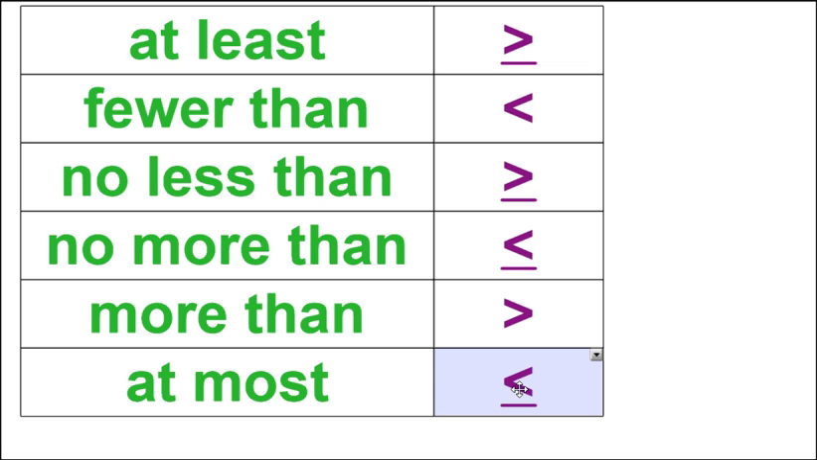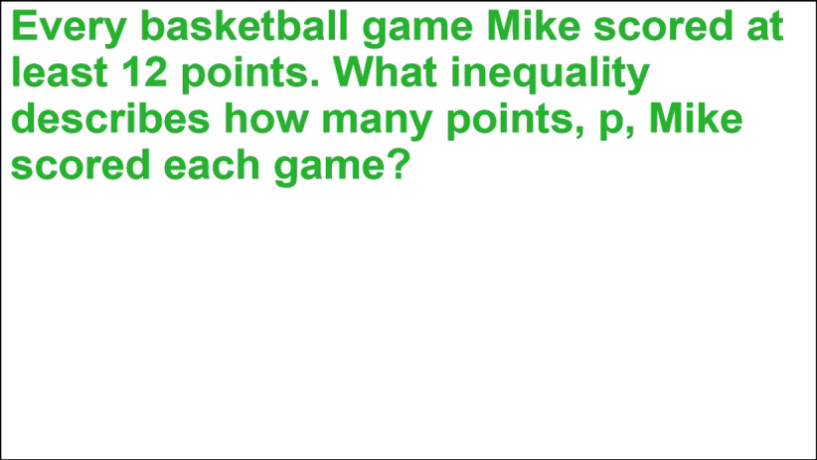On your check-in, you're going to have, like with any other of these topics, 5 problems. That's going to be the majority of what you have to do, is use the words in the problem and figure out which sign is being used, okay? So like every basketball game, Mike scored at least 12 points. What inequality describes how many points P Mike scored in each game? So look, we got P as the variable. Our number is 12.